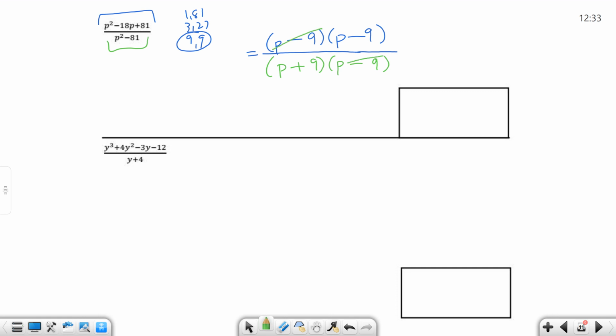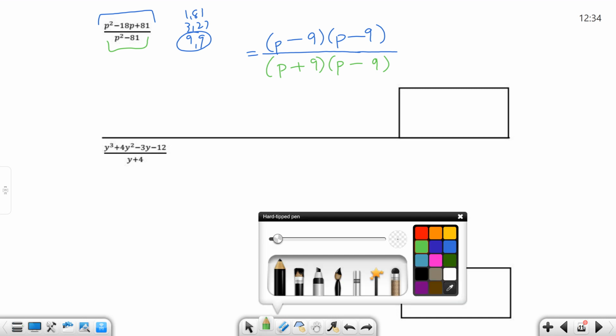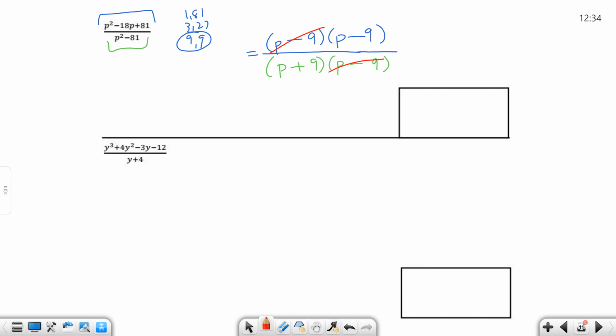So P minus 9 is gone. Change colors here. P minus 9 is gone. This P minus 9 stays because I don't have another one to divide out with it. So it's P minus 9 over P plus 9. And look, that you can't do anything with that. Those P's and 9's don't divide out, and every sign did not change. If every sign changed, we might could do something with that, but it doesn't. So we're done. P minus 9 over P plus 9.